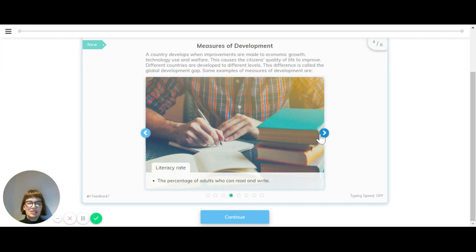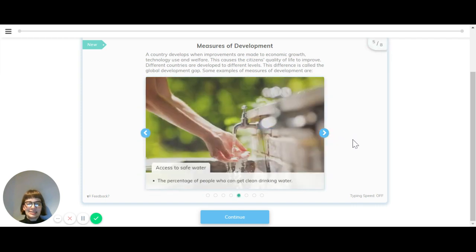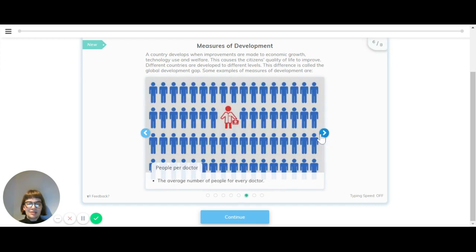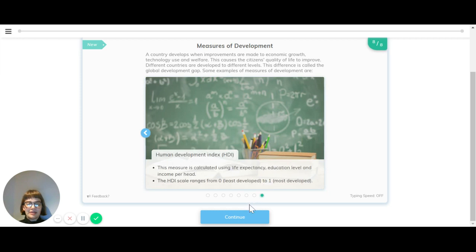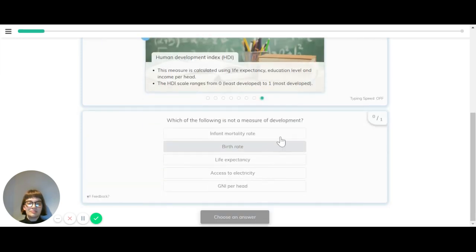Literacy rate, which is the percentage of adults who can read and write. Access to safe water, which is the percentage of people who can get clean drinking water. People per doctor, the average number of people for every doctor. Life expectancy, the average age a person can expect to live to, and the Human Development Index. This measure is calculated using life expectancy, education level, and income per head. It ranges from 0, which is least developed, to 1, most developed.